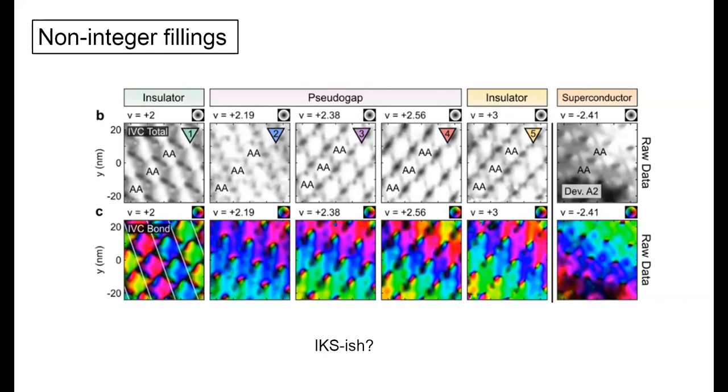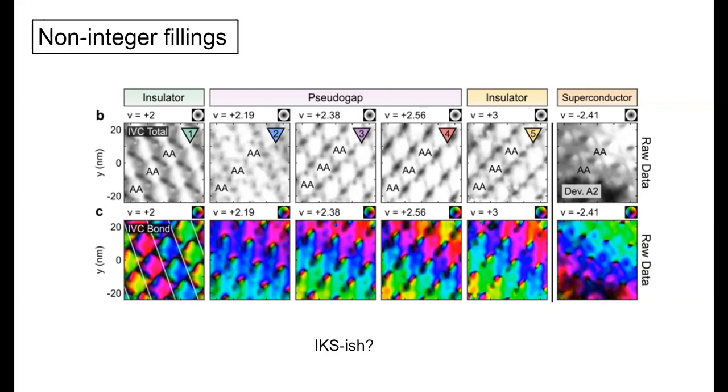I agree, it doesn't look exactly like the IKS that you see at nu equals +2. But it does look like it's modulated at some finite Q, at least to me it does. But maybe it is close to zero and just wandering a little bit. It's a little hard to tell.